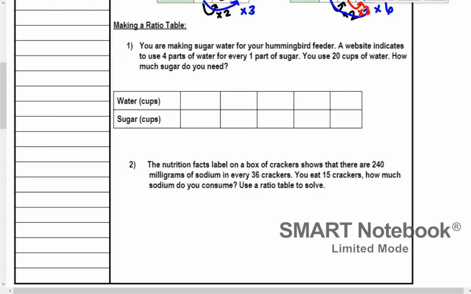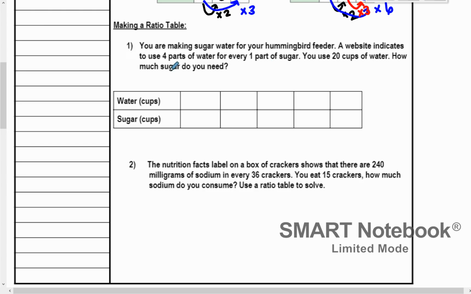Okay? All right. You are making sugar water for your hummingbird feeder. For those of you that don't know, a hummingbird is just a kind of bird. So you're making a mixture for a bird feeder. The website indicates that you use 4 parts of water for every 1 part of sugar. If we use 20 cups of water, how much sugar would we need?